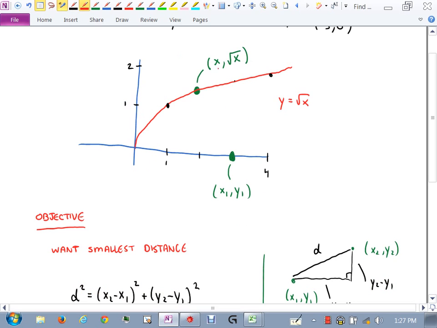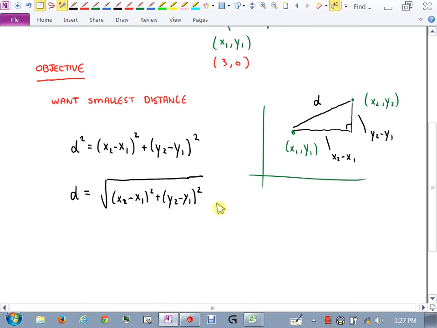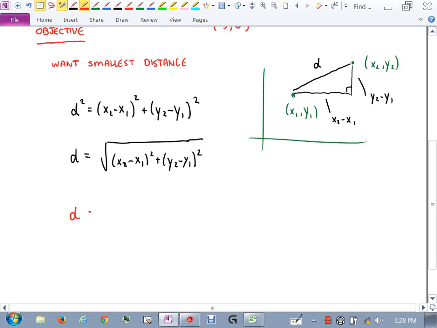Now, what's the distance between those points? I'm calling this one x2, y2. So let's just plug into the formula. Here's x1, y1. Oh, wait, what was x1, y1? It's 3, 0. x2, y2 is x, root x. Let's plug into this formula right here, and that would give us the distance between those points, wouldn't it? The distance would be equal to the square root of x2, which is x, minus x1, which is 3, squared, plus y2, which is the square root of x, minus y1, which is 0, squared.